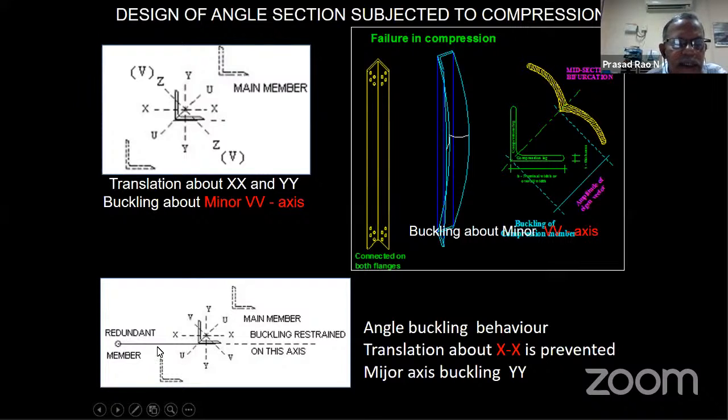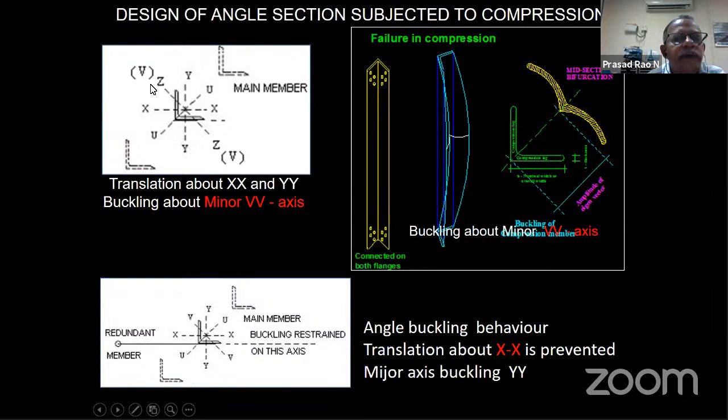In this plane, it is very rigid. It cannot elongate or get compressed unless the force is more. That means it prevents the translation in this direction. But in the out of plane direction, that is the Y direction, it cannot prevent. It acts as a hinge. So the member can translate in Y direction. Only in Y direction it can translate.